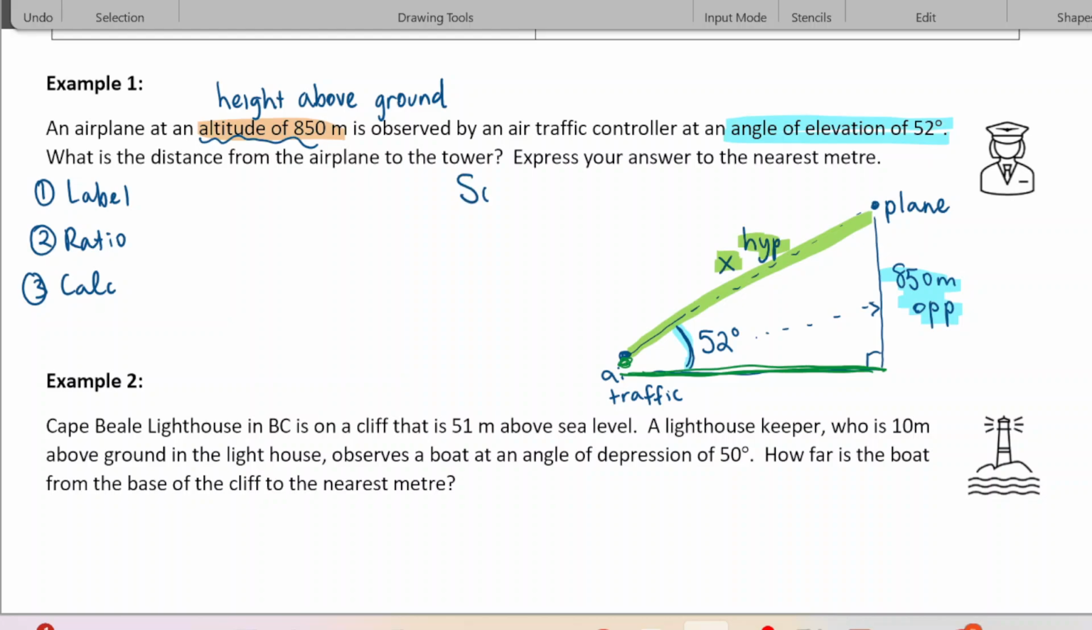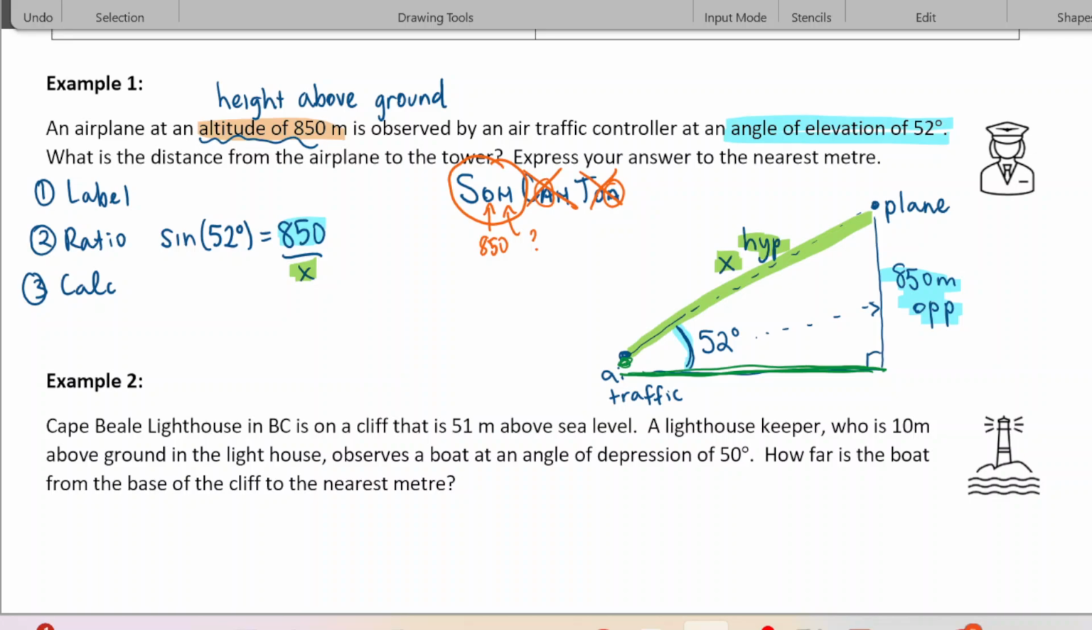So I'm going to write my SOHCAHTOA here. And I don't want to use cosine or tan because those both involve the adjacent side, which I don't have and I'm not trying to find. I want to use the sine ratio because I have the opposite side, 850, and I'm trying to find the hypotenuse. So that's a good ratio to use in this question. So I'm going to write my ratio. Sine of 52 degrees is opposite, 850, over hypotenuse, x. I'm just going to highlight there to make that clear.